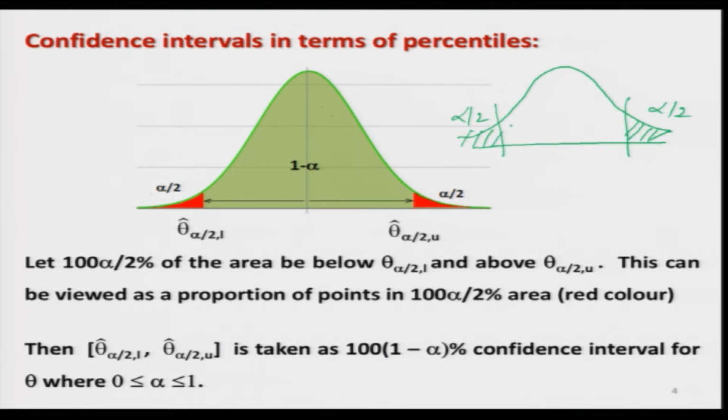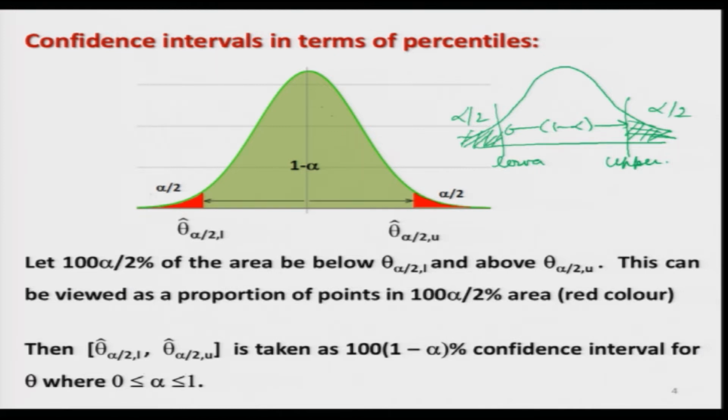So, I want to find the confidence interval such that the area under the sampling distribution of the corresponding statistic is 1 minus alpha, and the shaded area on the left hand side and the shaded area on the right hand side are each alpha by 2. Corresponding to this, I have to find the lower limit of the confidence interval and the upper limit of the confidence interval.